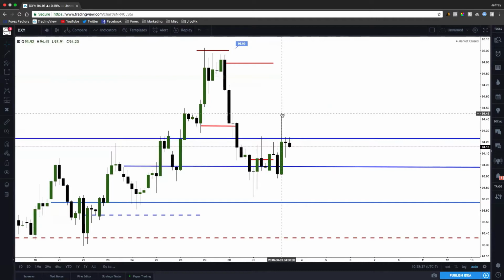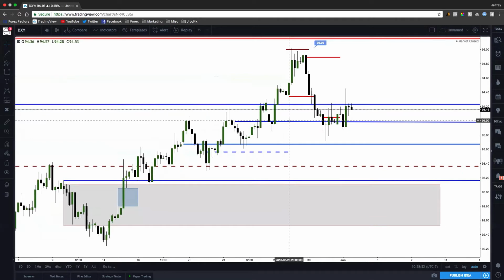But so many people will try to just enter on Sunday, as soon as the market opens, because they want to trade. But you're really making a mistake by doing that, because you're not giving price enough time to unfold. So make sure you're doing that.